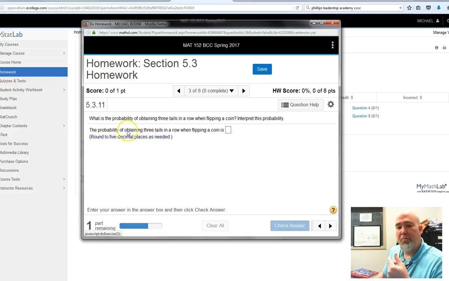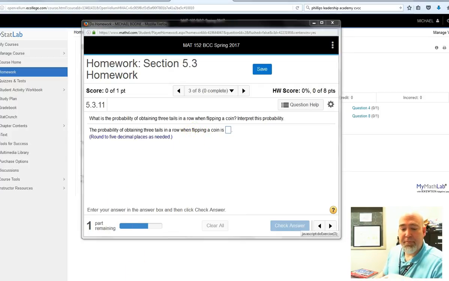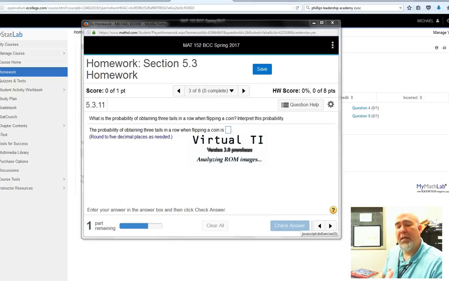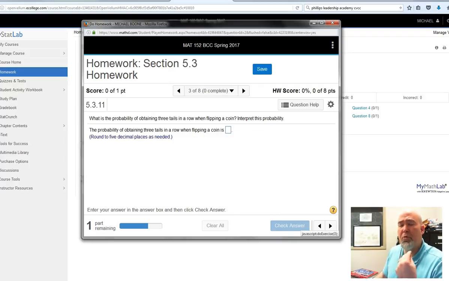And so on this particular problem, obtaining 3 tails in a row, the probability of a tail is a half. Another tail is a half, and another tail is a half. And so I'm just going to be multiplying 1/2 times 1/2 times 1/2, or I could be raising it to the 3rd power. And so let's see if I can get my calculator up and show that, again, it is just something like this. You multiply those independent events by each other.